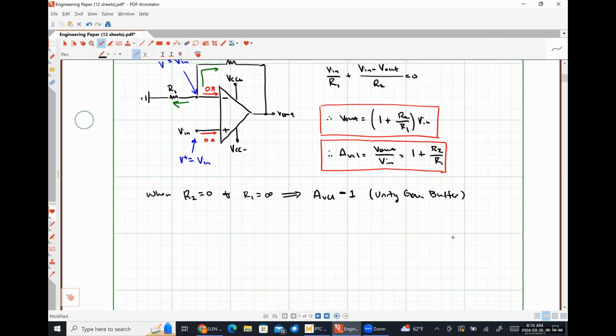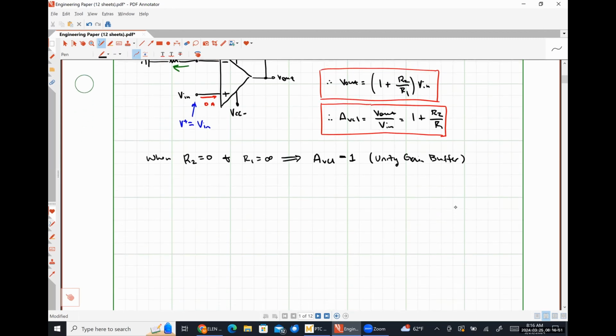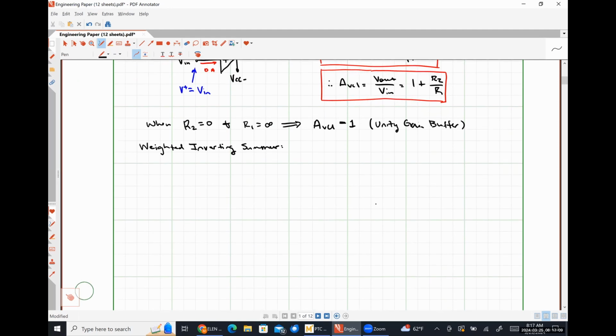All right, the next circuit that I want to look at is what's called the weighted inverting summer. So let me give myself enough room here to have multiple inputs. So here's our basic op amp.